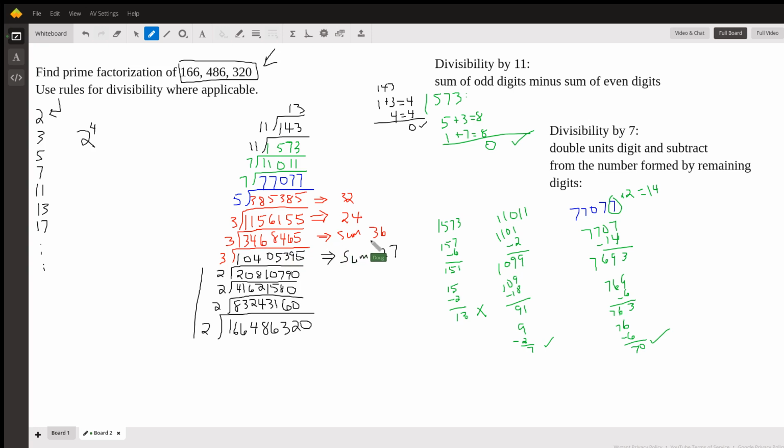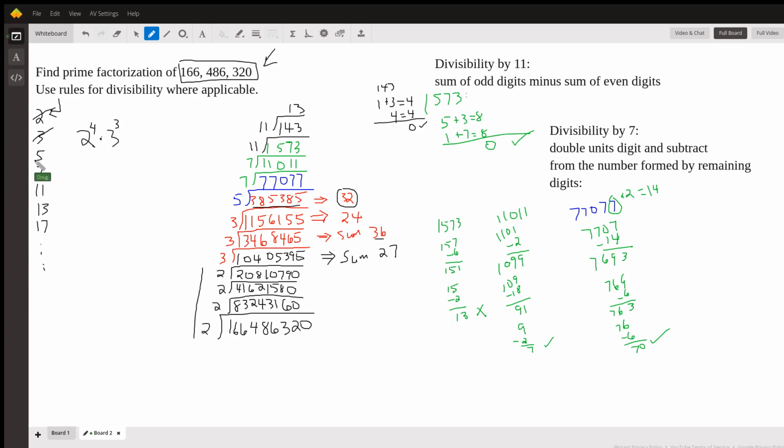If I add up the digits, I get 36. 3 goes into 36, so 3 will go into this number. And I do that a couple more times, and I see that there are 3 factors of 3, but when I get to here, the digits add up to 32, which is not divisible by 3. So I've so far done 2s and 3s, and I've got 2 to the 4th times 3 to the 3rd as the prime factorization so far.